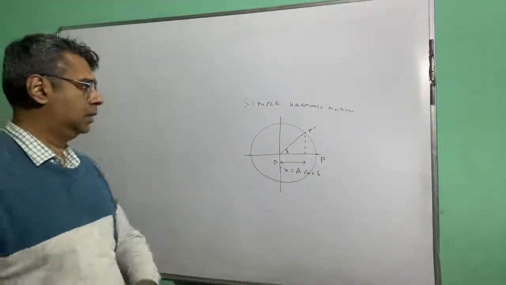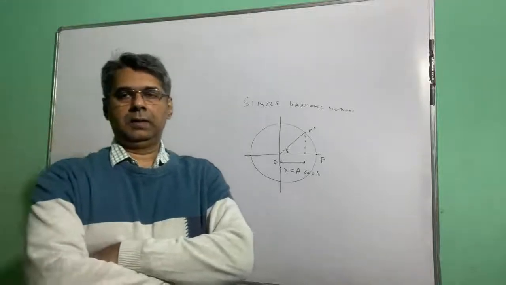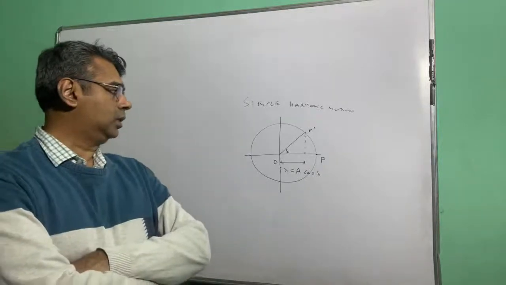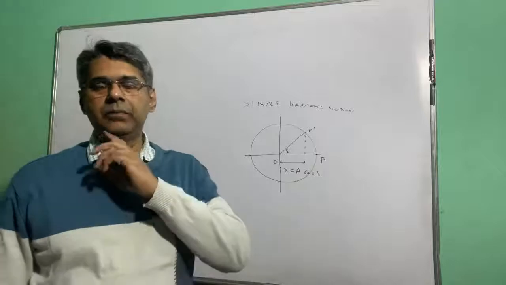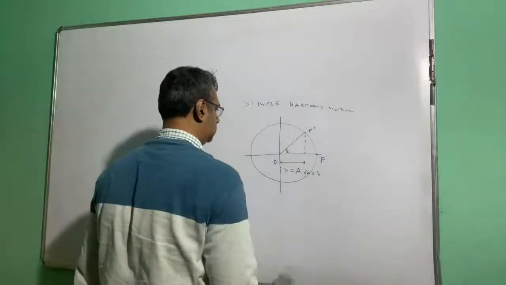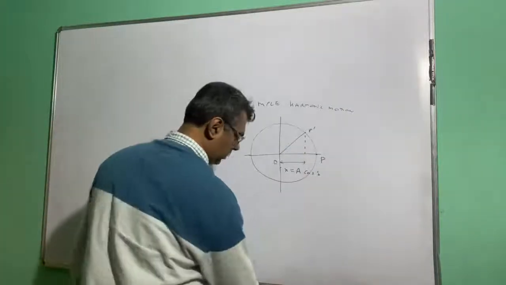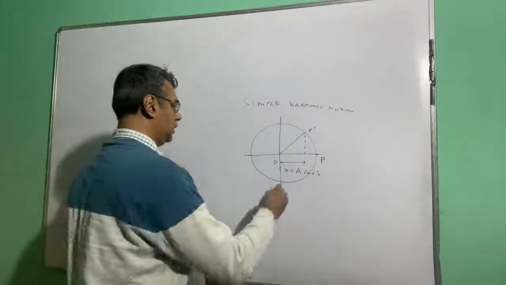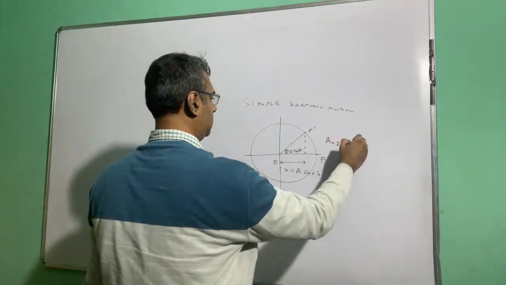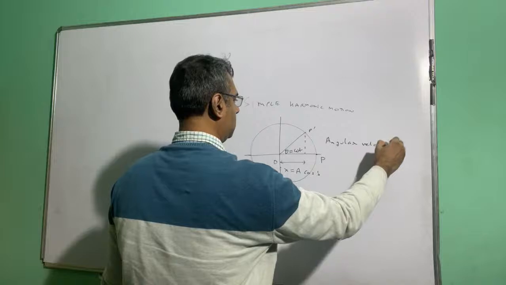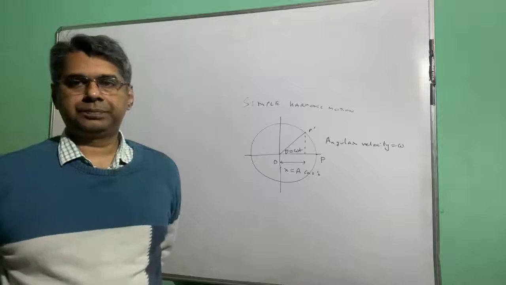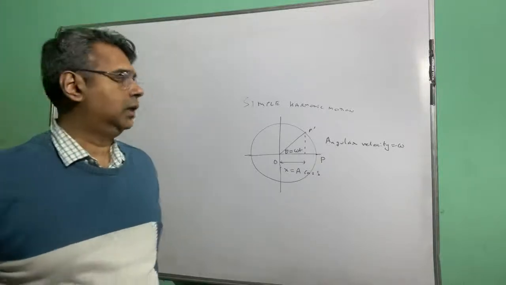So there is a particle which is performing a circular motion, and in that circular motion the radius of the circle is capital A. Okay, capital A is the radius of the circle, and the angular velocity of the particle is omega. Okay, uniform angular velocity is omega.